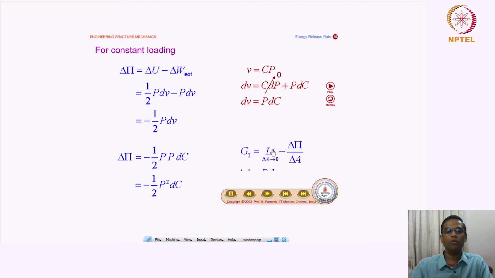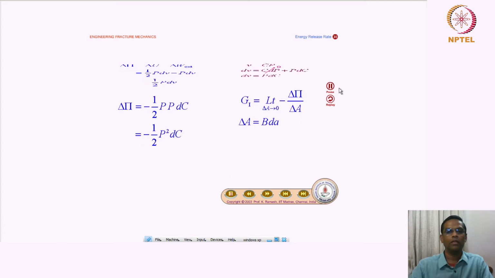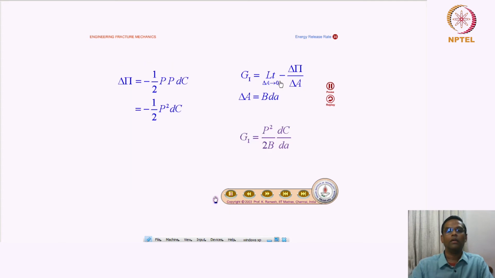So G1 is written as the limit as delta A tends to 0 of minus delta pi by delta A, where delta A is B into dA. So G1 is P squared by 2B times dC by dA. This is an expression for strain energy release rate in terms of compliance.